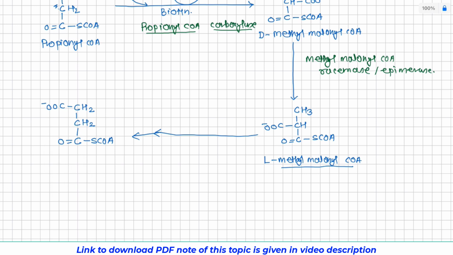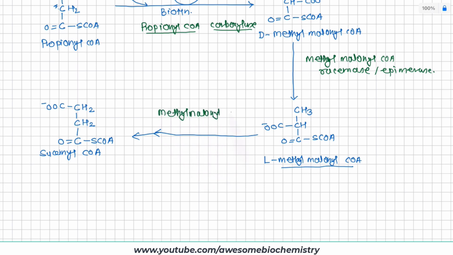The name of this compound is succinyl-coenzyme A. This reaction is catalyzed by the enzyme methylmalonyl coenzyme A mutase. And this enzyme needs vitamin B12, the coenzyme of vitamin B12, as a cofactor. And the coenzyme form of vitamin B12 which is required over here is the deoxyadenosyl cobalamin.